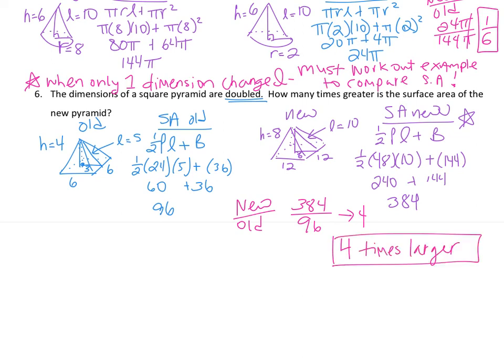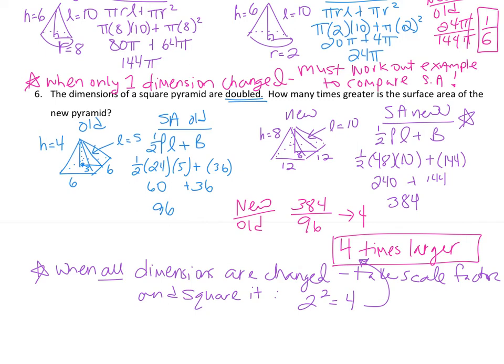Now remember, when we change all dimensions, we can take the scale factor number and raise it to the second power, and that would give us how many times it changed. And if we do that, so we take 2 squared, we do get 4. So before you end, make sure that you write that statement out so you understand why it is 4 times larger. And it only works when all dimensions are changed. So you could avoid working out the whole problem if you remember what that rule is.